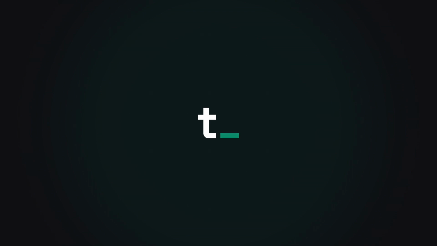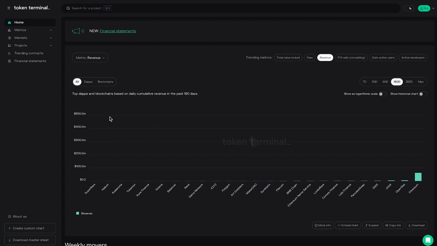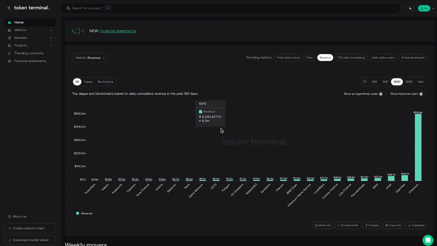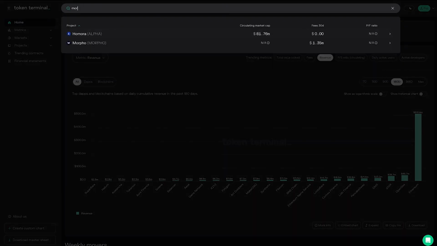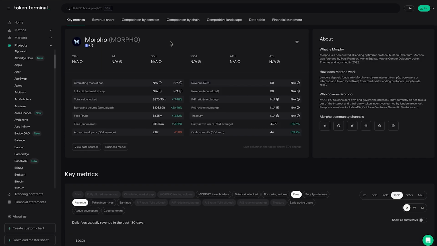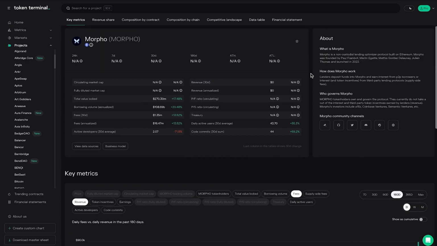This is 15-Minute Fundamentals, where we interview crypto projects' core contributors and together walk through the charts available on Token Terminal. Morpho is a lending pool optimizer that operates a peer-to-peer layer built on top of lending pools such as Compound and Aave.